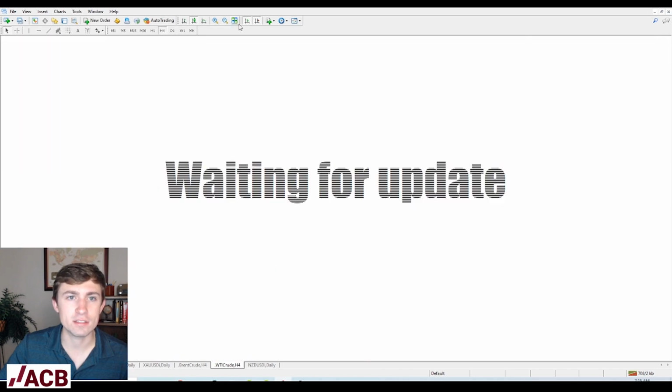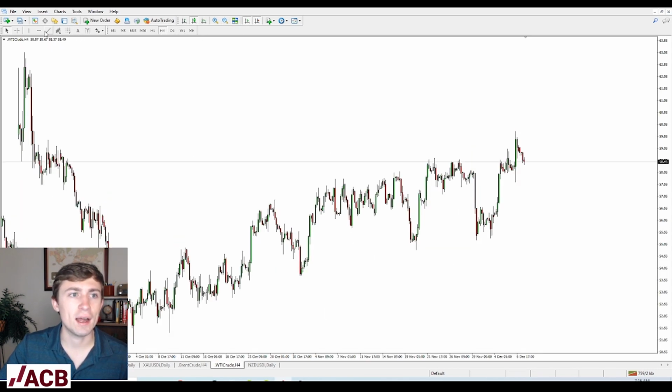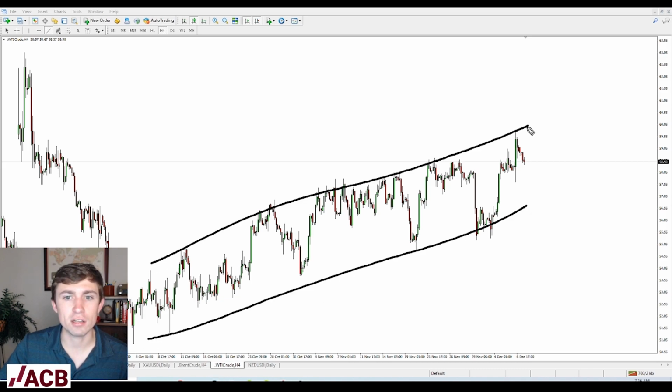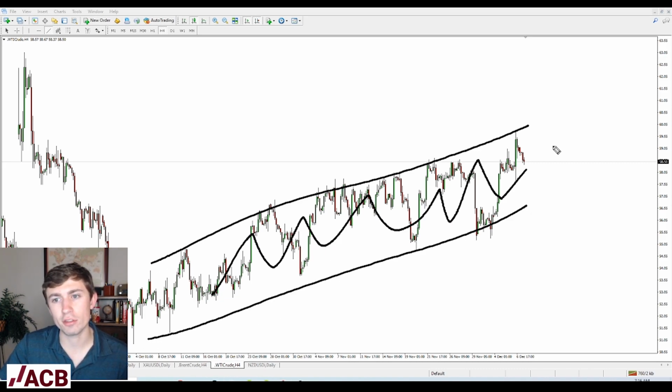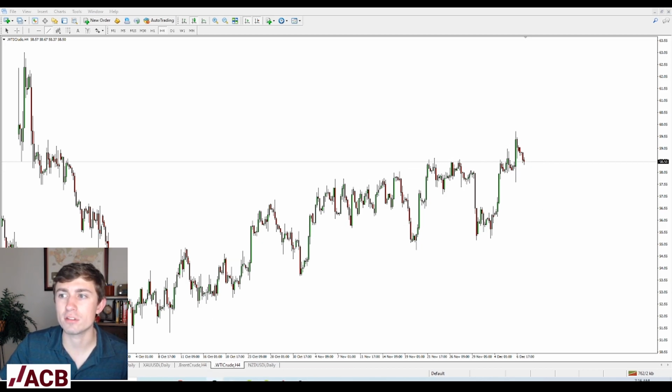WTI crude is going to be a similar story. You can see there it is on the 4-hour chart as well. Have that kind of same pattern where you have these kind of channeling markets where price is just going back and forth and continuing to the upside. So still same kind of thesis there as Brent crude oil.